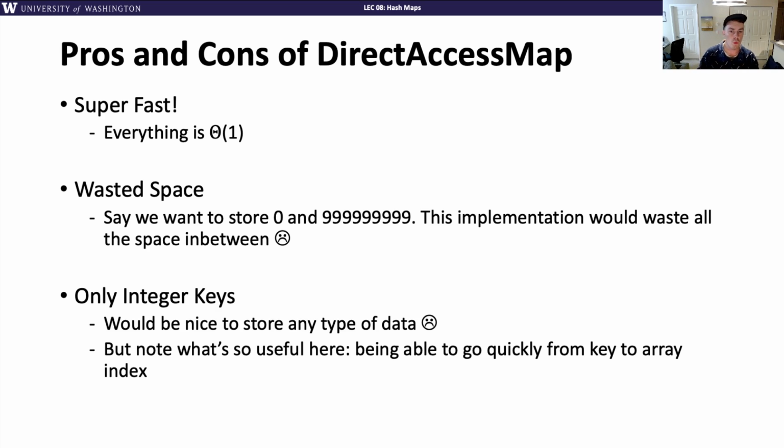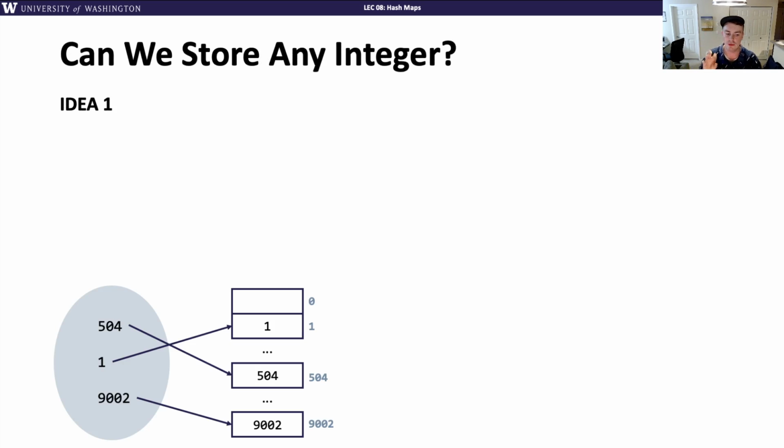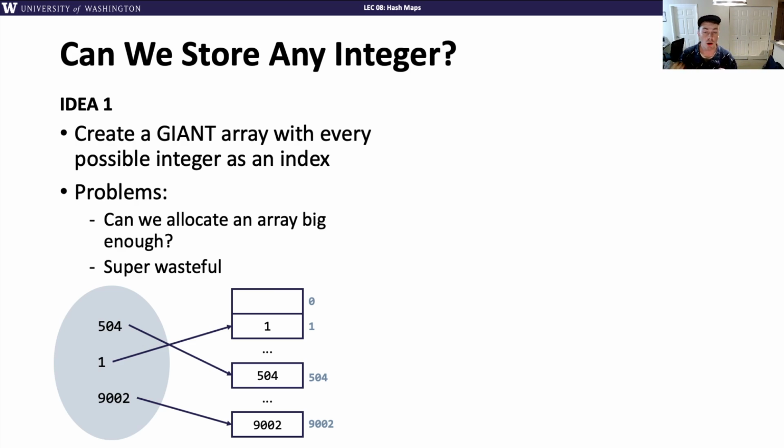So with that idea, maybe we can try to figure out how we could fix that first con of a little too much space. Our current idea is to create a giant array with every possible integer as an index. The problem here is we probably can't actually make an array that big. Your computer will probably run out of memory. And it's super wasteful, because if you're only going to have a couple values in your dictionary, then why use all that space in the world?